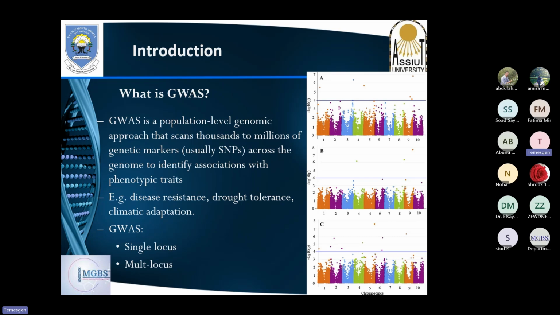GWAS is a population-level genomic approach that scans from about 1,000 to millions of genetic markers, particularly SNPs, across the whole genome of a specific crop to identify associations with a phenotypic trait. For example, we can focus on disease resistance, drought, and climate adaptation. When doing GWAS, we have two options for analysis: one is the single locus method, and the other is multi-locus GWAS.